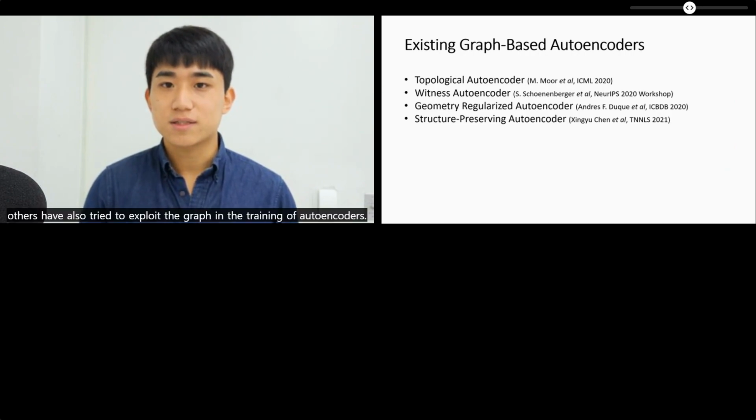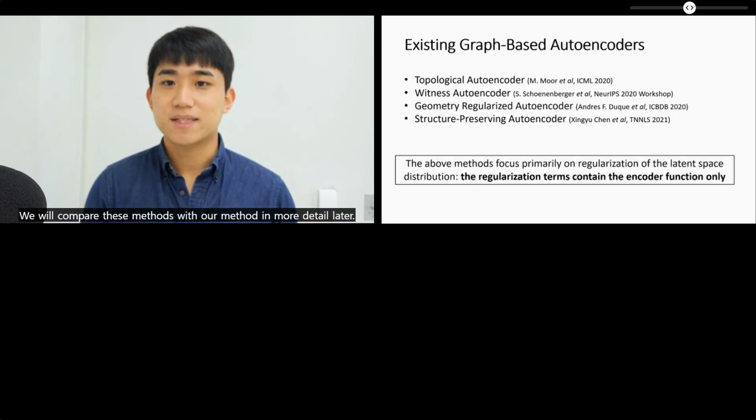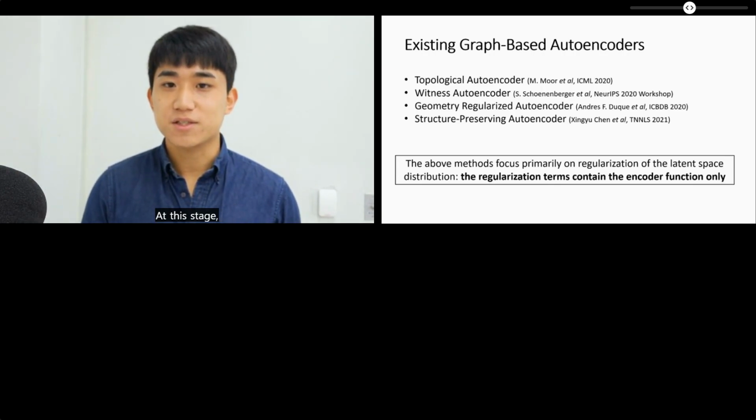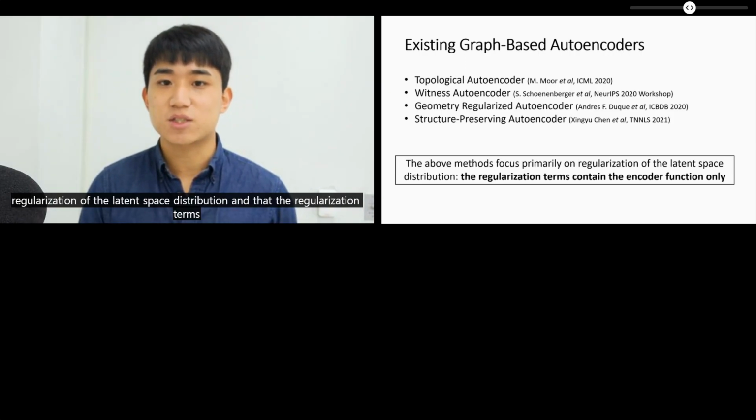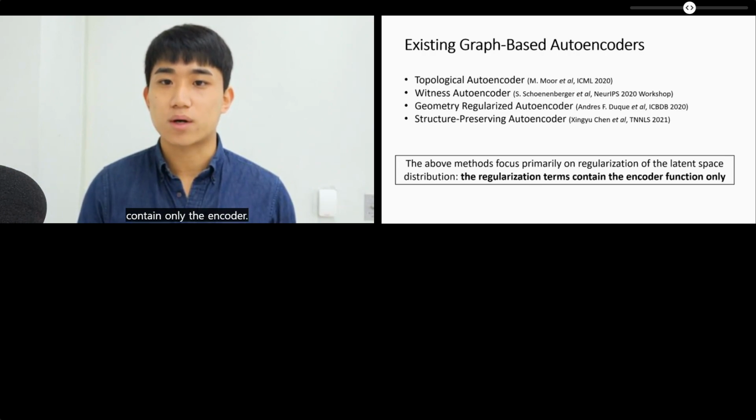Recently, others have also tried to exploit the graph in the training of autoencoders. We will compare these methods with our method in more detail later. At this stage, we just want to point out that existing methods focus mostly on the regularization of the latent space distribution, and that the regularization terms contain only the encoder. It turns out that it is in fact the decoder and not the encoder that deserves more attention.